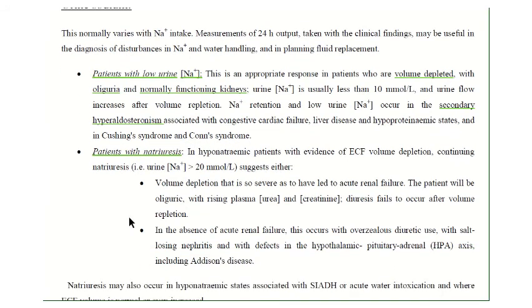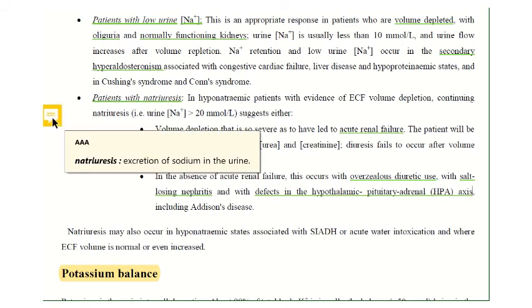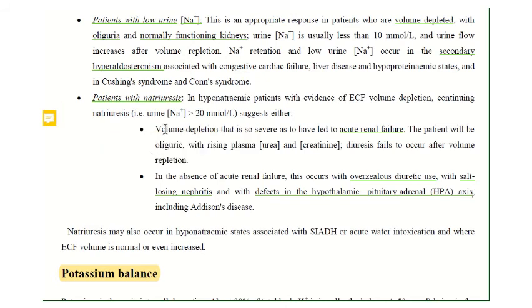Patients with natriuresis. Natriuresis يعني excretion of sodium in urine. In hyponatremic patients with evidence of extracellular fluid volume depletion, continuing natriuresis يعني urine sodium concentration أكثر من 20 مليمول per liter suggests that either there is volume depletion that is so severe as to lead to acute renal failure.